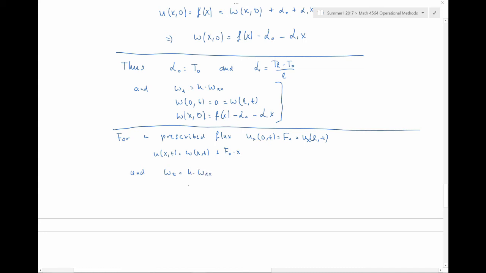the original equation with the boundary conditions the same as the insulated ends problem, when the flux through both ends should be 0. And the initial condition should simply be f of x minus F naught x. And that's just the insulated ends problem that we already know how to solve.